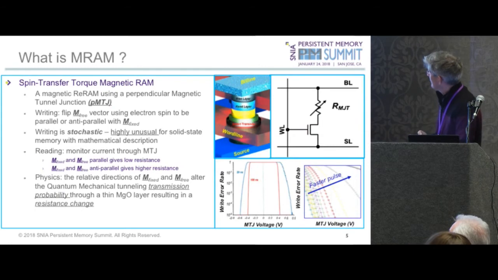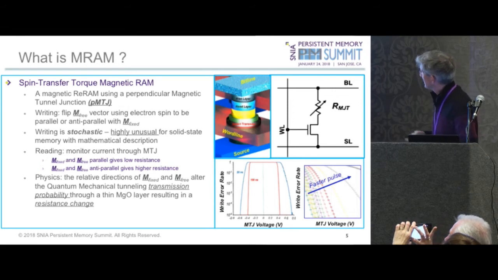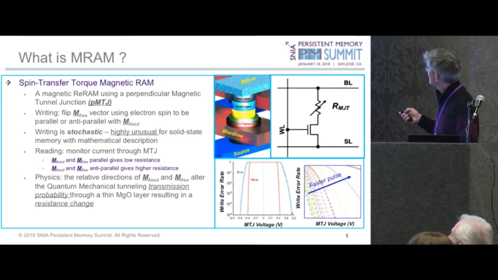Okay, so what is MRAM? For those of you who don't know, it's basically a magnetic RERAM. So we have here, for example, a very simple cell: a transistor, a control transistor, select device, word line, bit line, source line, and this variable resistor, which is the MTJ, the magnetic tunnel junction.